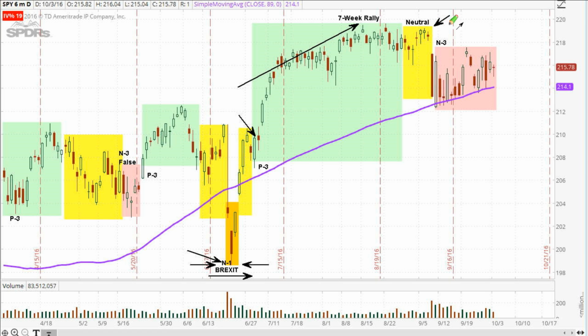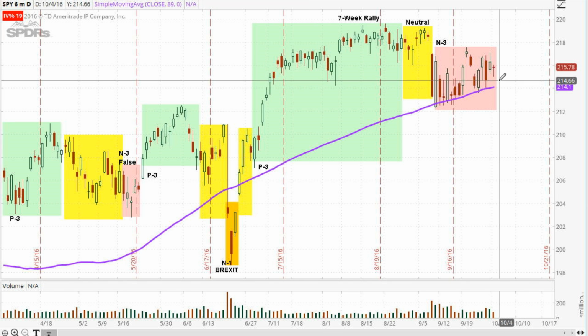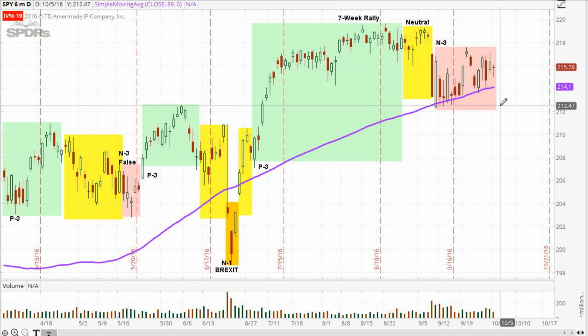It goes neutral, turns N3 right in here, and it's still N3. So we have this period where it's trying to rally. It could very well be a bear flag that's forming in here, as it has not been able to give you any kind of an idea that it's oversold yet. We remain in N3 with momentum being to the downside based on what we're looking at in here.